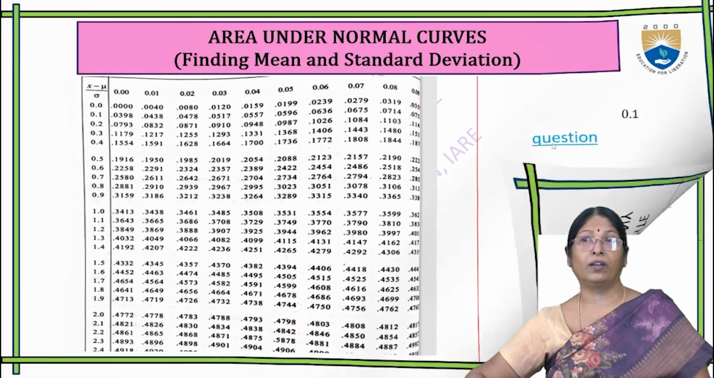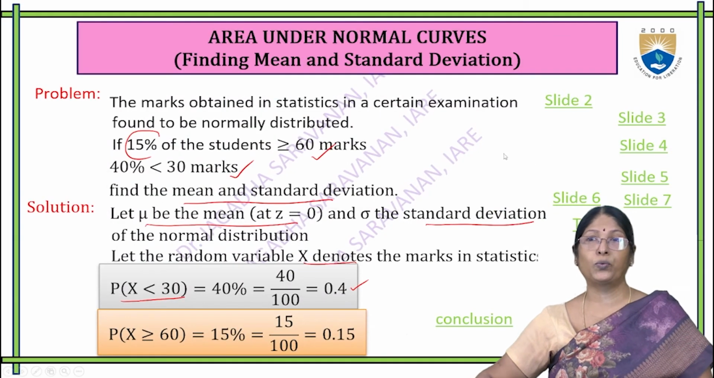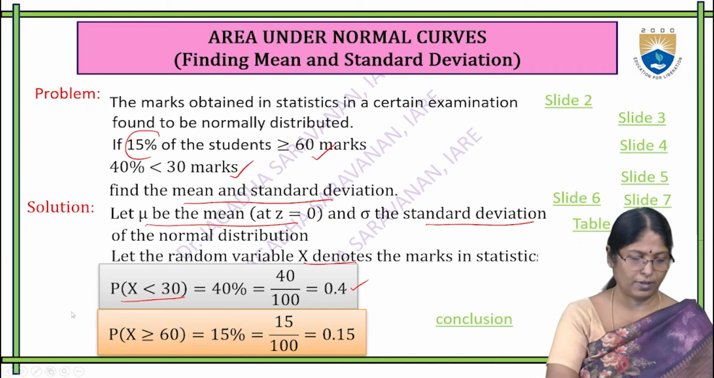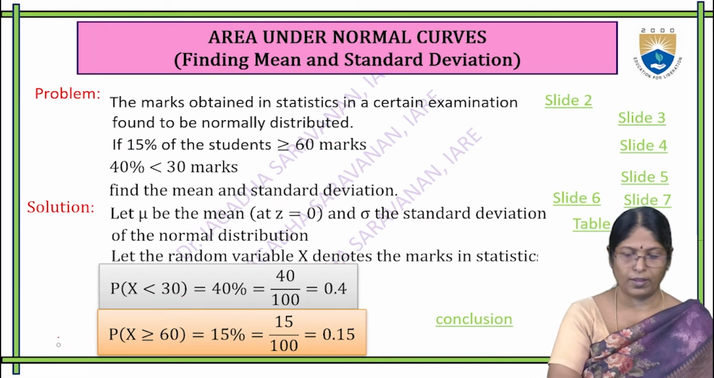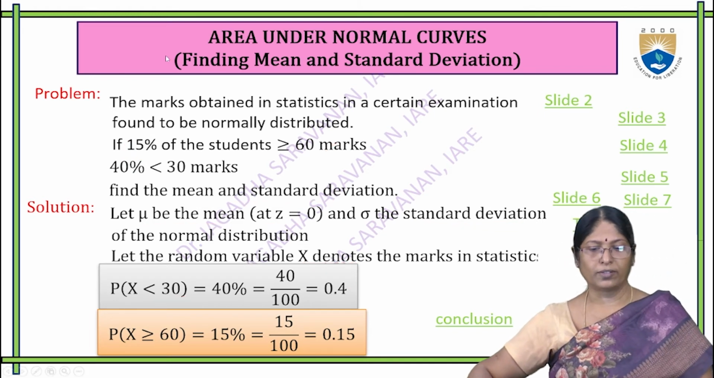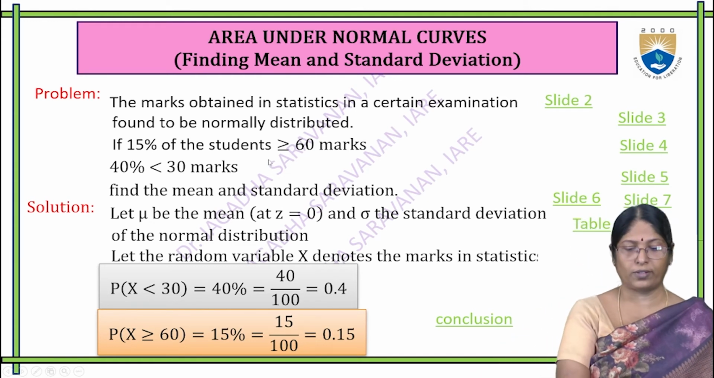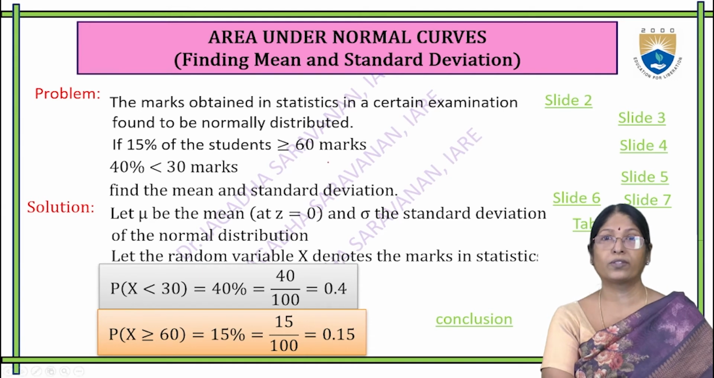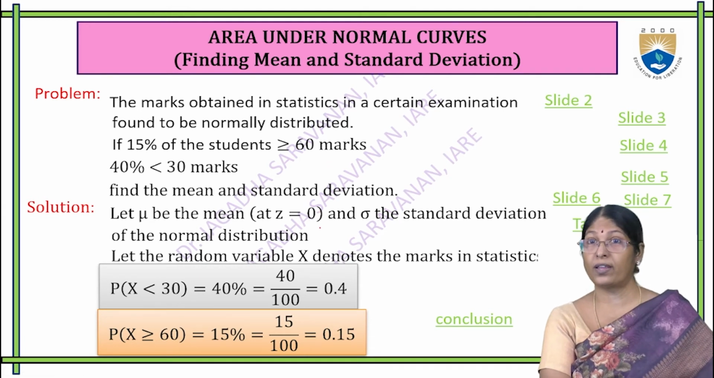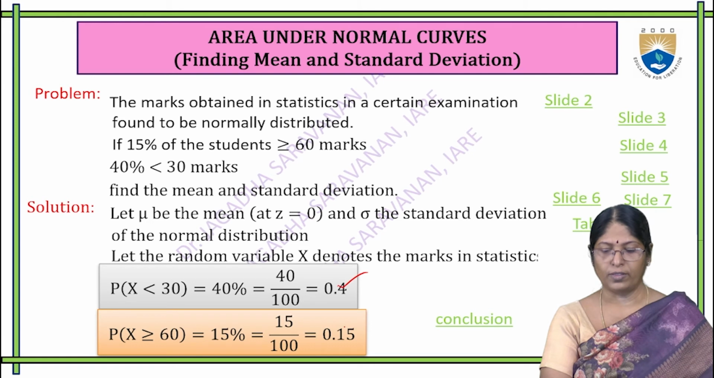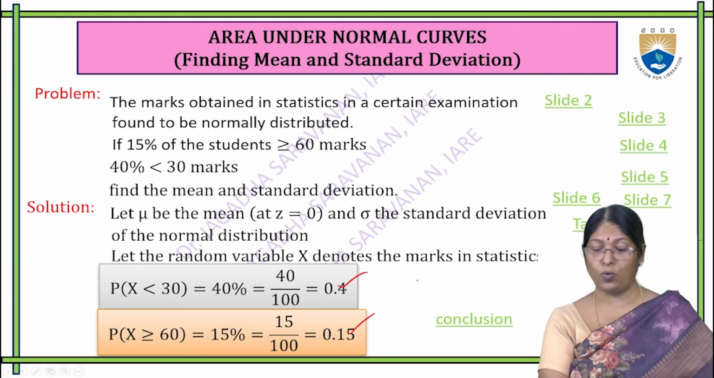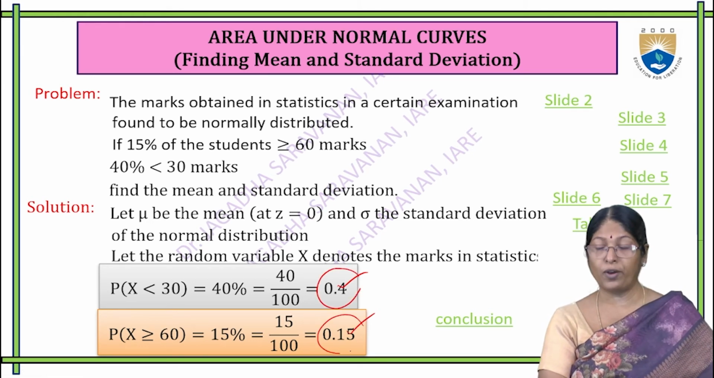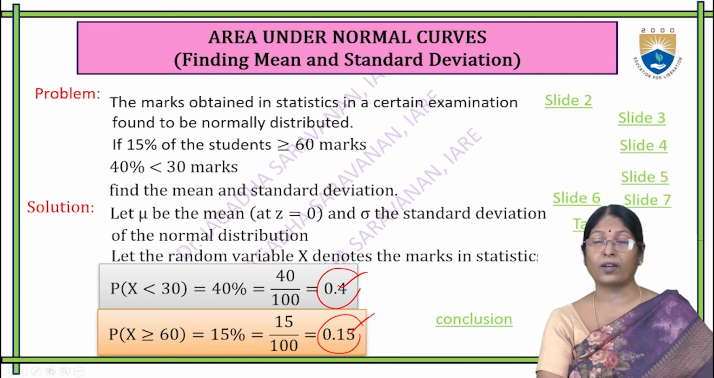We will go back. I always advise the students that a comparison study is a must. Yes, this is the question we focused on: 15% of the students greater than or equal to 60, 40% less than 30. The data we obtained. Now the 0.4 and 0.15 are the area given data.